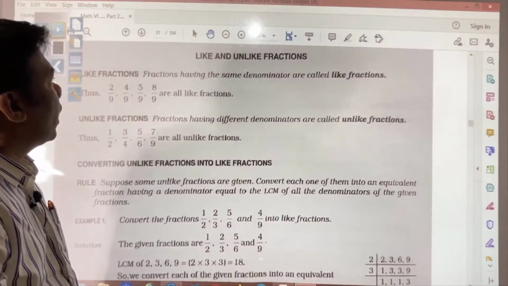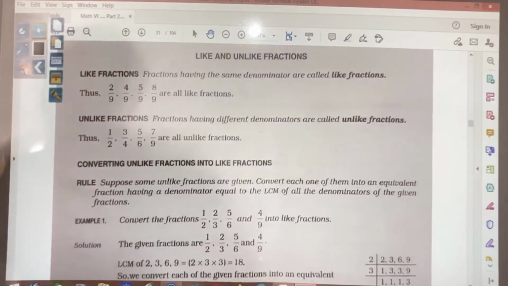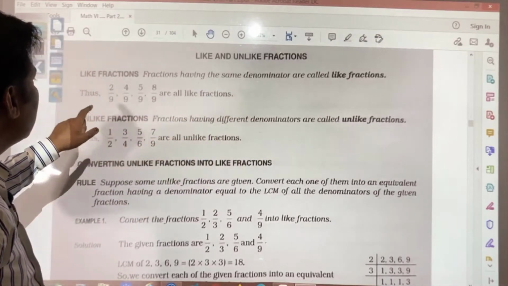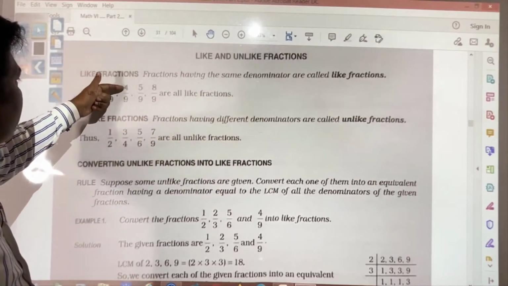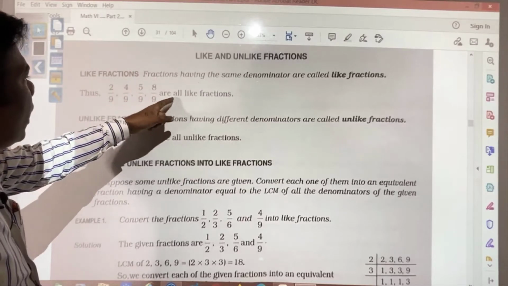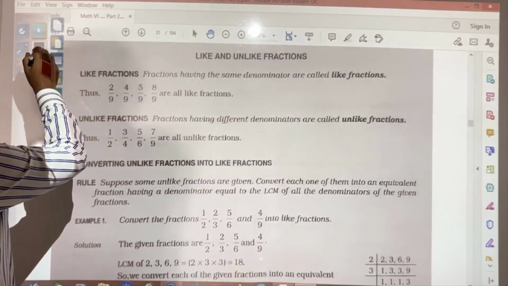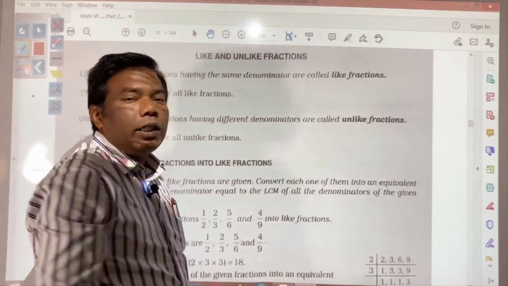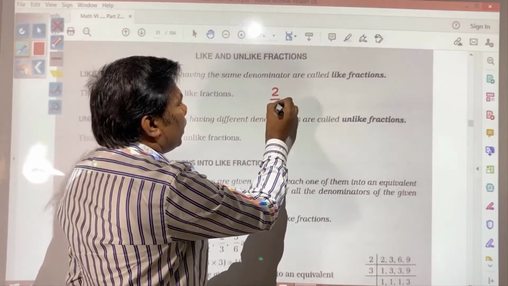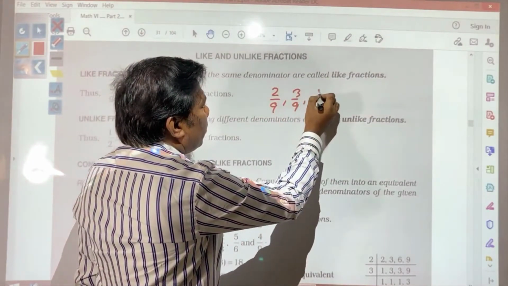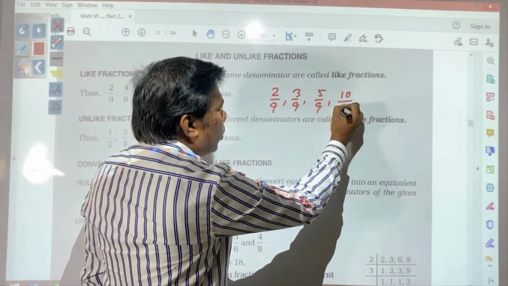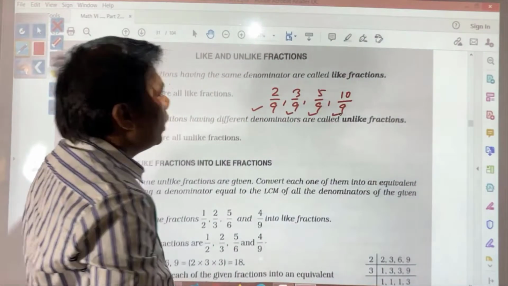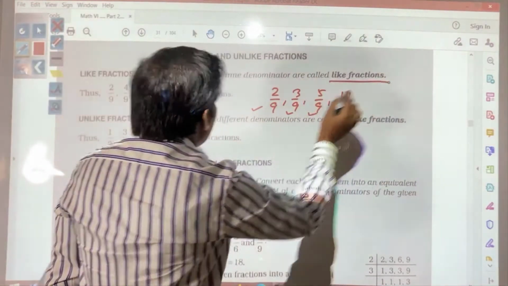Here we have like and unlike fractions. Fractions having the same denominator are called like fractions. Suppose you have 2 by 9, 4 by 9, 5 by 9, 8 by 9, these are all like fractions. If you have two or more fractions and the denominators are the same, for example 2 by 9, 3 by 9, 5 by 9 or 10 by 9, all the denominators are equal, then these fractions will be called like fractions.